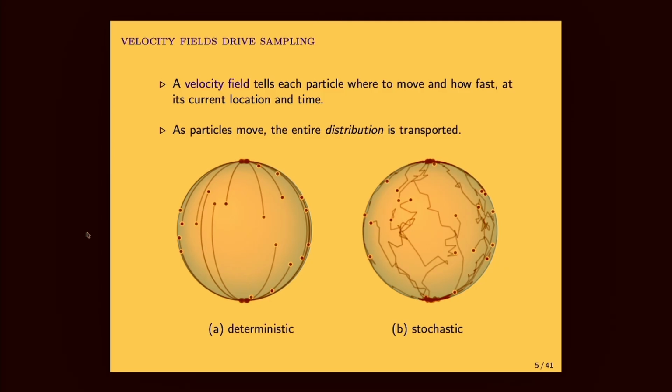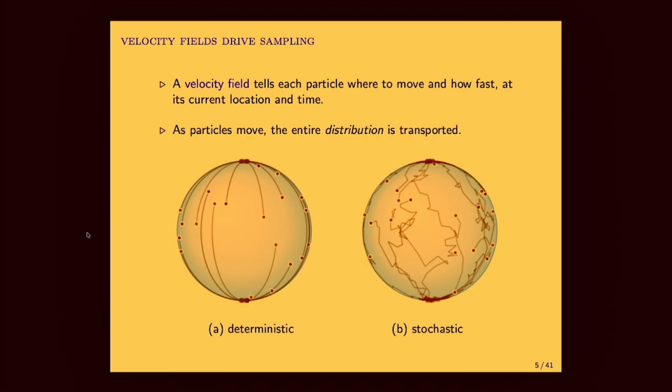The object that I want you to keep an eye on throughout the talk is this velocity field, right? That's the only thing that's going to drive the sampling itself. So what is the velocity field in our context? Suppose that you're at a particular point in the space. The velocity field is going to tell you in which direction to go and how fast you should travel, and this information is provided by the velocity field, right? And as the particle moves, the entire distribution itself is transported. So there's this transport viewpoint here, right?